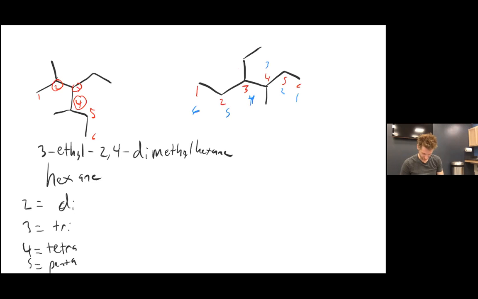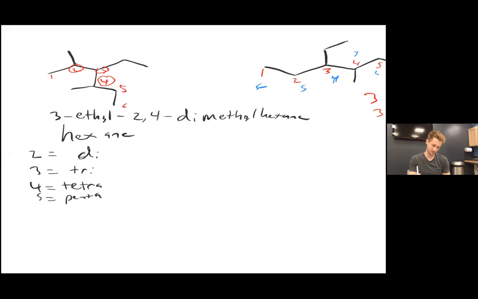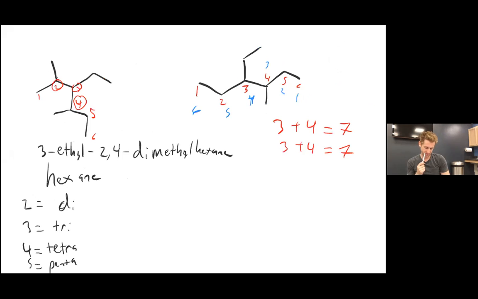We have a substituent in red off of 3. We have one off of 4, total of 7. In the blue direction, we have one off of 3 and one off of 4. Okay, so we are going to talk about this now. Sorry, I keep jumping ahead. So in order to do this one here, when you have the same number on both sides, we're going to use alphabetical.